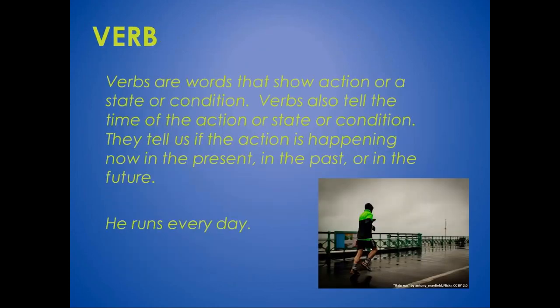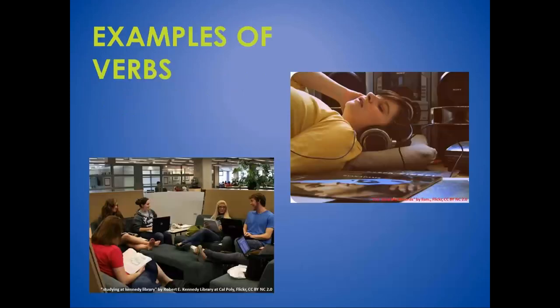Verb. Verbs are words that show action or a state or condition. Verbs also tell the time of the action or state or condition. They tell us if the action is happening now in the present, in the past, or in the future. For example, he runs every day. Runs is the verb. Examples of verbs include listening to music and studying.